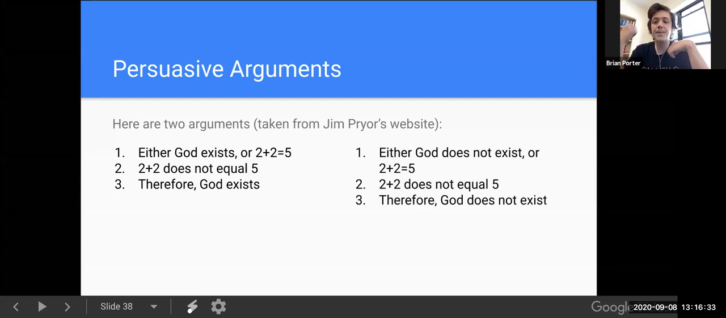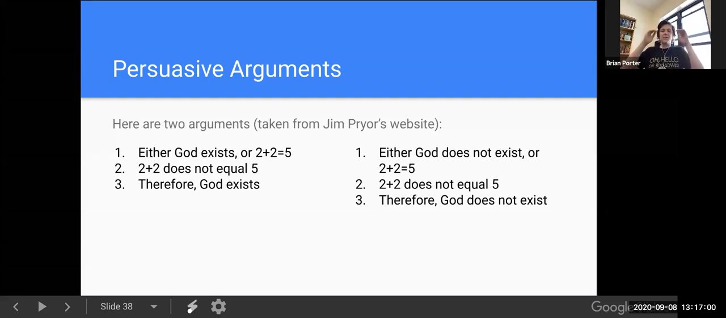Here's another argument. Either God does not exist or 2 + 2 = 5. That's premise one. Premise two, 2 + 2 does not equal 5. Conclusion, therefore, God does not exist. Now, if we look at these two arguments, it should be pretty clear that the arguments are valid. This is one of the valid argument forms we talked about earlier in this video.